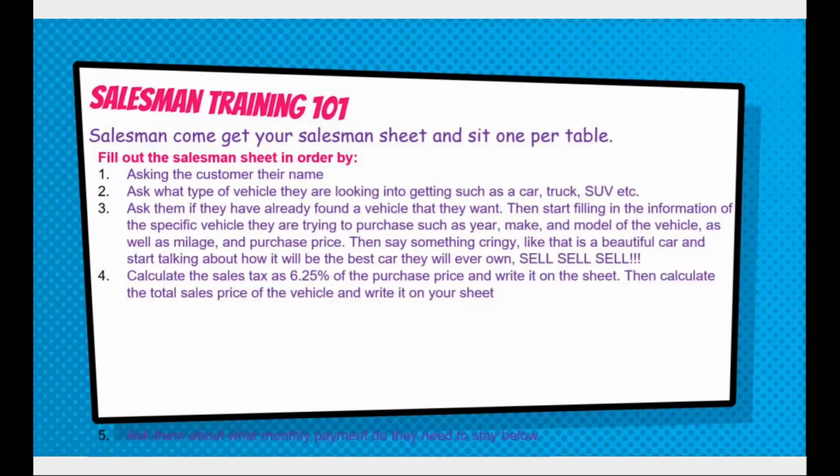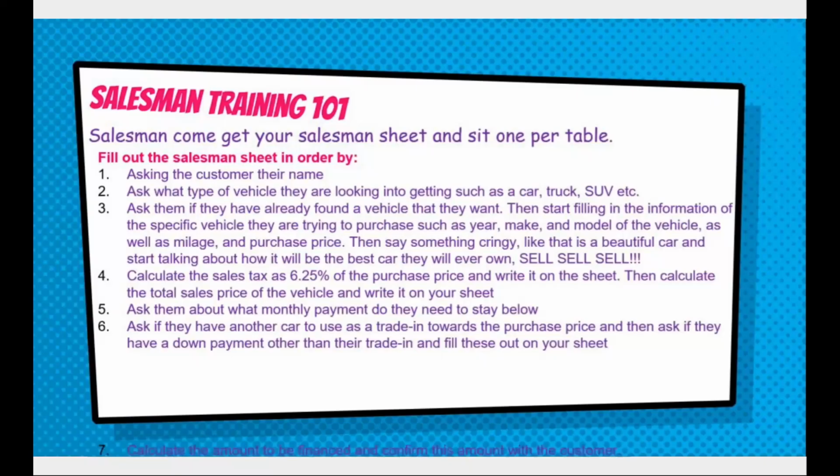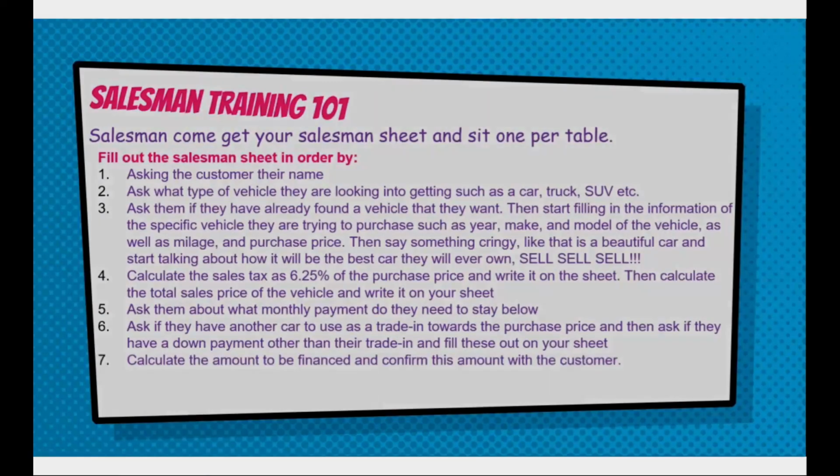So this is what we just went over. We start with the purchase price, we calculate the sales tax, and then we look at the total sales price and we write that down. And I have that listed for you in the same order as that last example we went over. Ask them what monthly payment they need to stay below. That's on their card. I don't want them handing it to you and just writing it down. Ask if they have another car to use as a trade-in towards the purchase price, and then ask if they have a down payment other than their trade-in, and fill these out on your sheets. Once again, this is dialogue that y'all should be communicating with. Calculate the amount to be financed and confirm this amount with the customer.